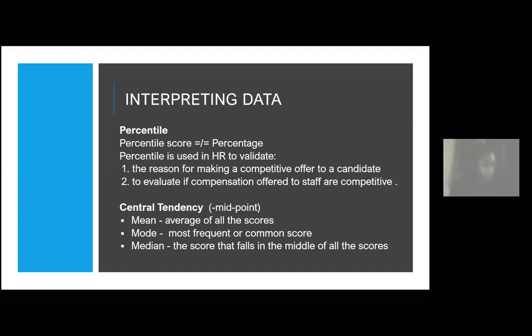So we speak to, next we speak to central tendencies, which are the central scores or the midpoint. And that speaks to the mean, the mode, the median. So the mean is just the average of all the scores that we have. The mode is the most frequent or common score. And the median is the score that falls in the middle of all scores.